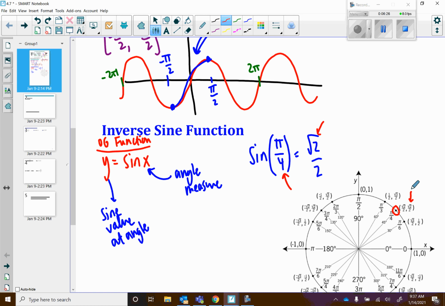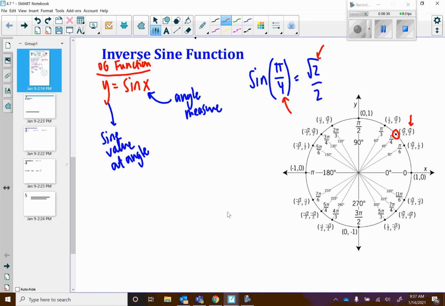And this is great, and this is lovely. In inverse sine, well, we remember sine inverse of x is equal to y. Remember, inverse functions switch x and y. So instead of x here being an angle measure, x here is actually a sine value, and the output, the y value here, is the angle measure.